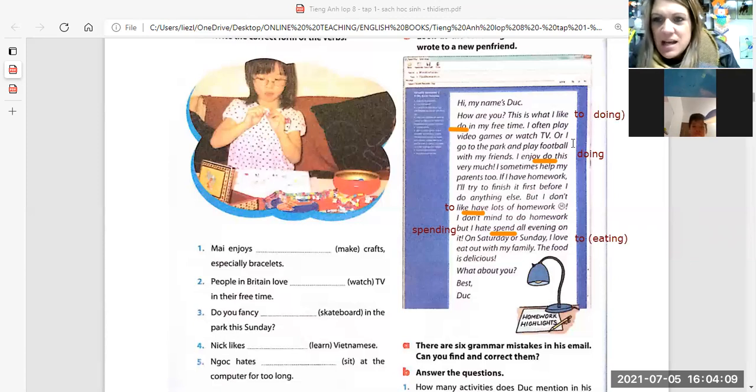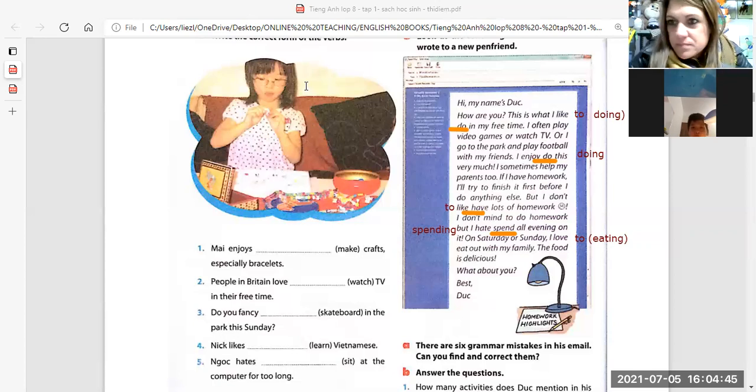Okay, let's read it one more time, and now you have to read it with the corrections, okay? Hi, my name is Duke. How are you? It is what I like to do in my free time. I often play video games or watch TV, or I go to the park and play football with my friend. I enjoy doing this very much. I sometimes help my parents too.